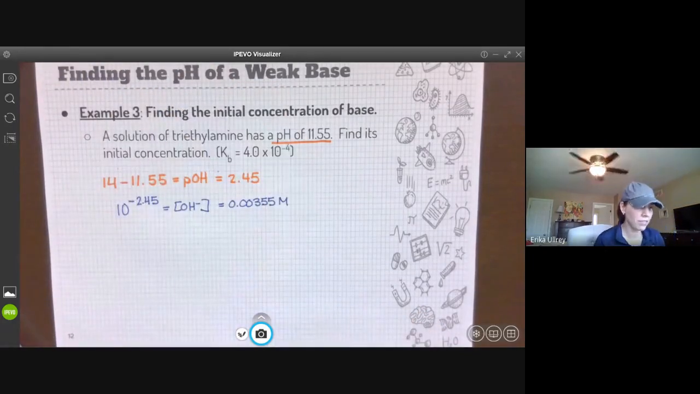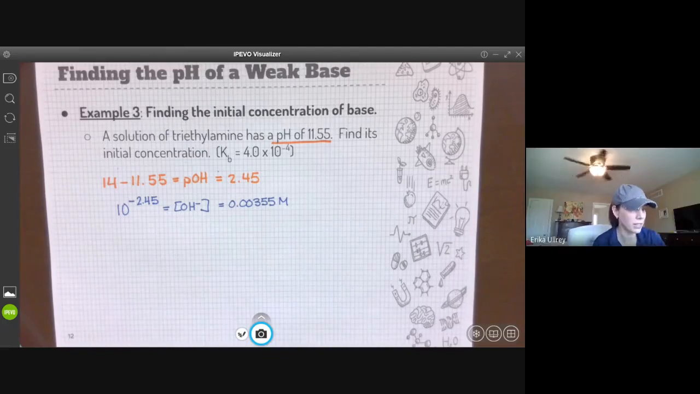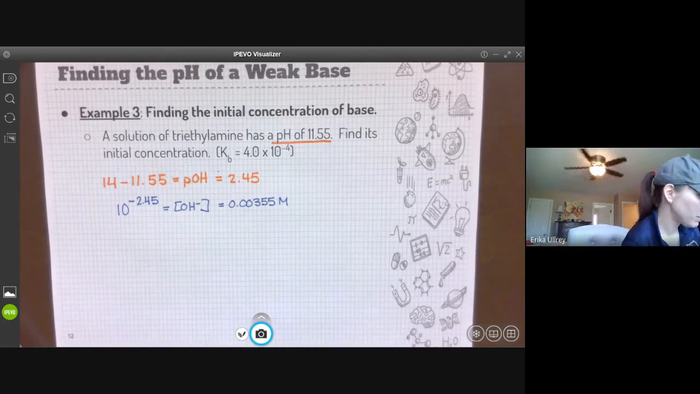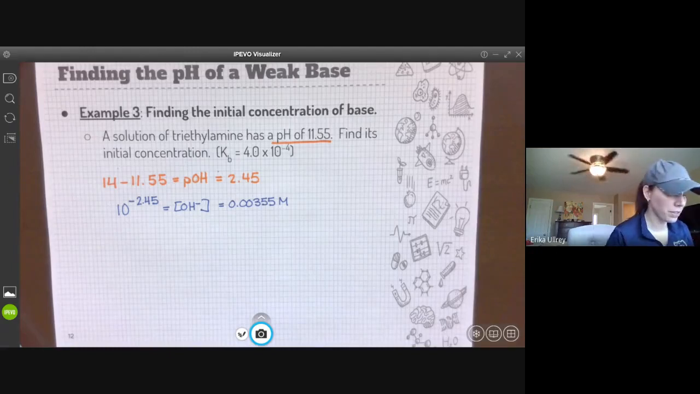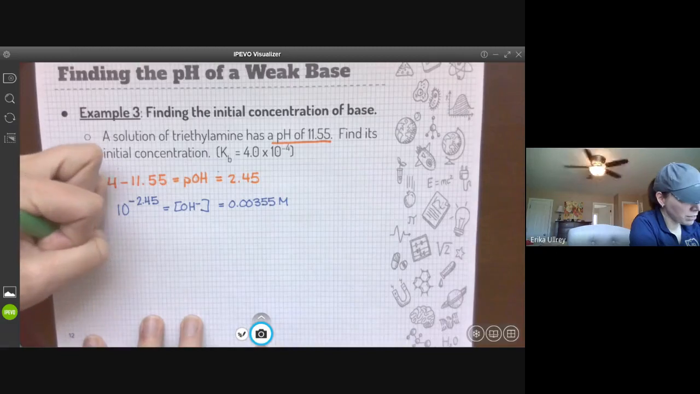Okay, so we have the concentration of OH minus. So what does that tell us? What does that allow us to do? So Emily got us pretty far. She got us to the concentration of OH minus. So Annika, what do you think would be our next move? To set up an ICE table? Okay, so we could look at the ICE table. Triethylamine, that's a long formula, so I'm just going to use B to represent base, okay? So let's just do a generic equation. So we would have base plus water.